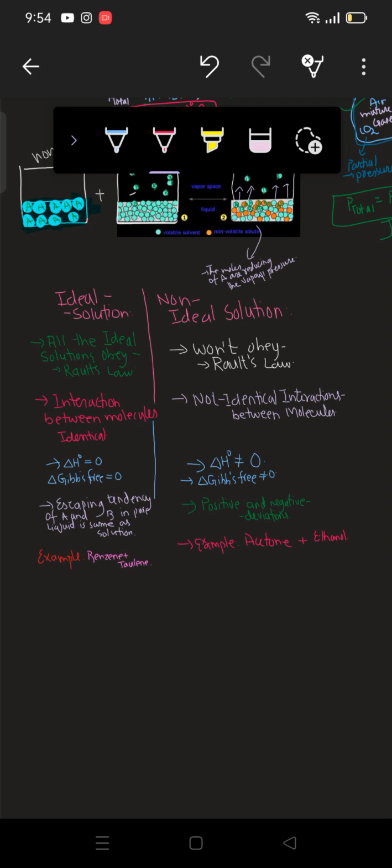In the ideal solution, the escaping tendency of A and B in pure liquid is the same as in solution. But in the non-ideal solution, positive and negative deviations would be visible. The best example of an ideal solution is if we mix benzene with toluene. On the other hand, the best example of a non-ideal solution is acetone plus ethanol. If we mix acetone with ethanol, that would not be ideal, however it would be a non-ideal solution.